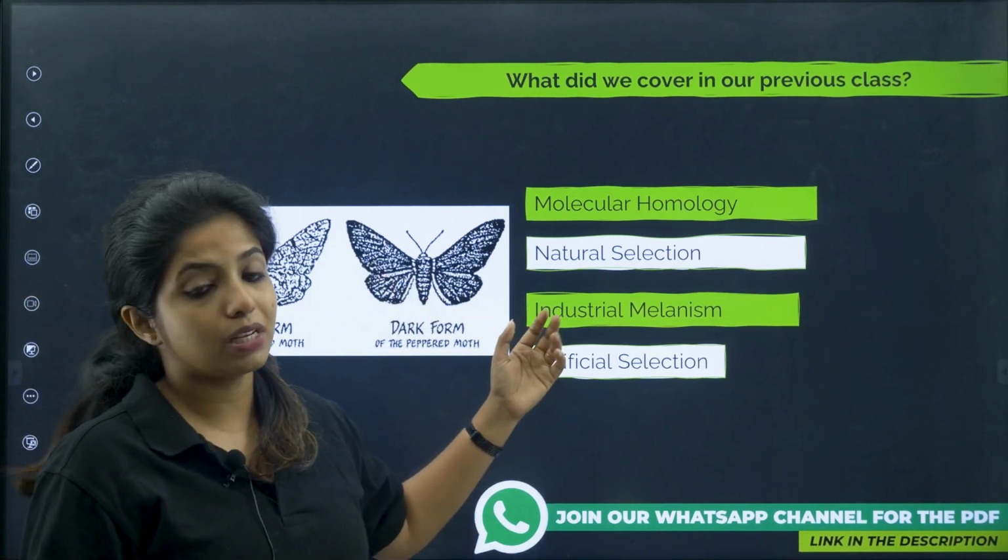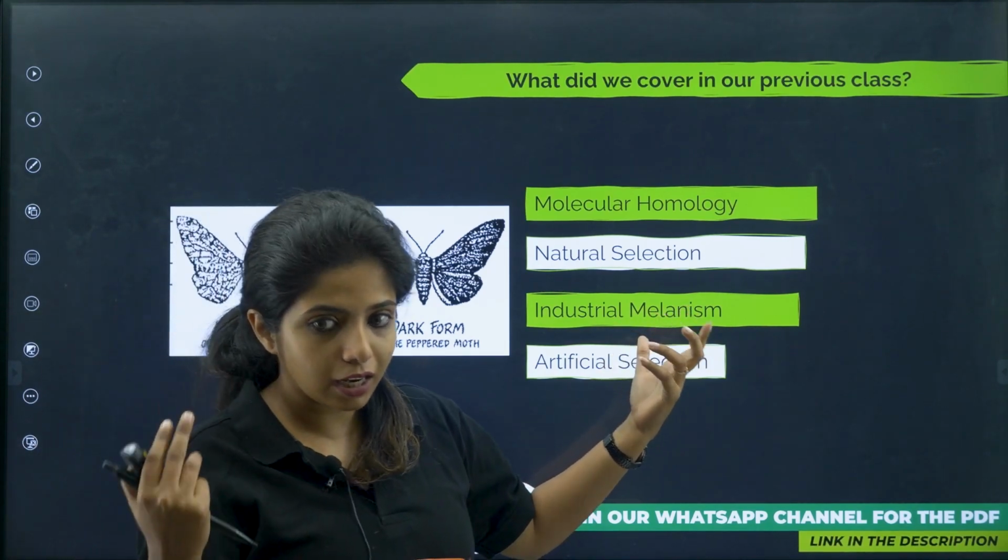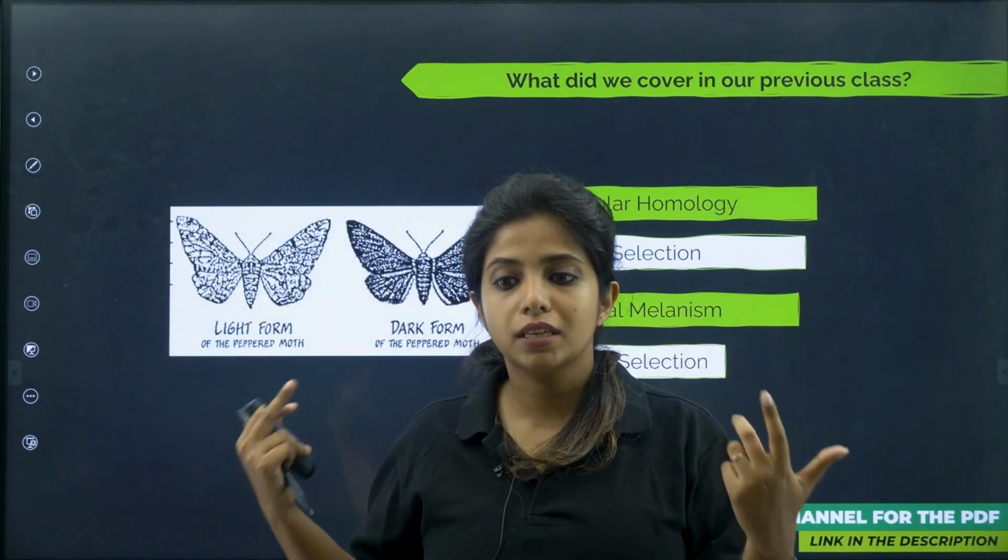Now this same thing is known as industrial melanism, because you're talking about color. Melanin is a pigment that helps us to determine the color of our skin.